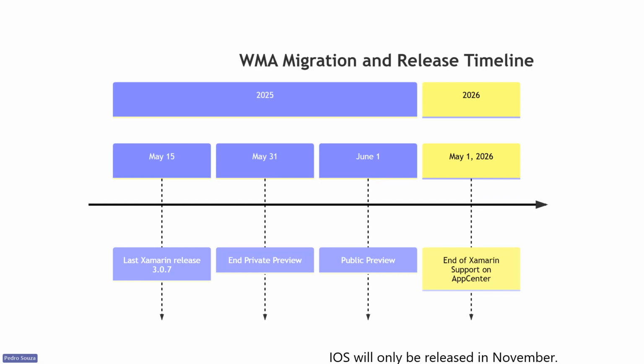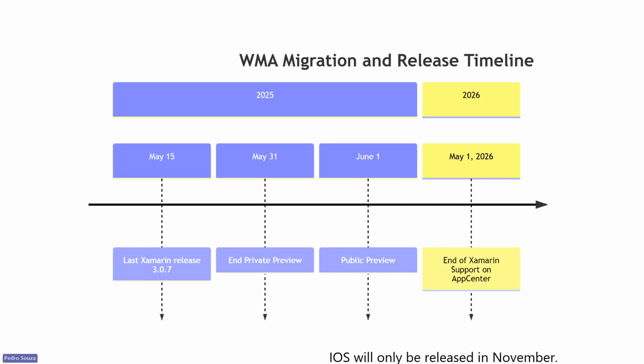We recommend you test and, of course, have a mixed environment where some of your workers are using the new app and some of your workers are using the old app while you still go to GA. Again, this is our attempt to deliver the highest quality possible. We are trying to be very careful about quality. The iOS will only be released in November, and you will get support from Xamarin up to May 2026.